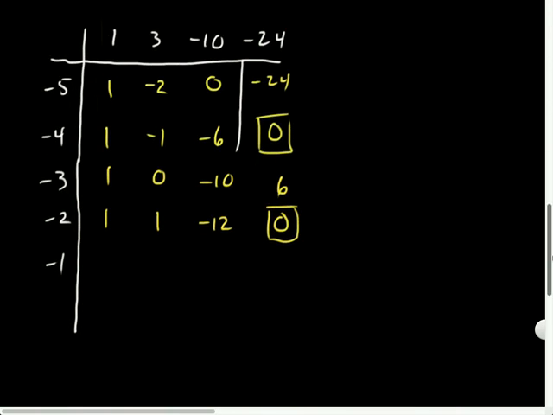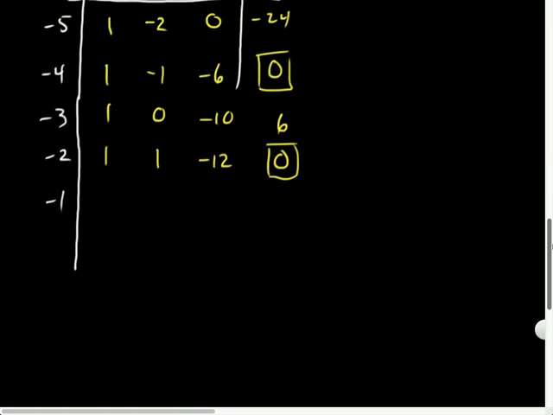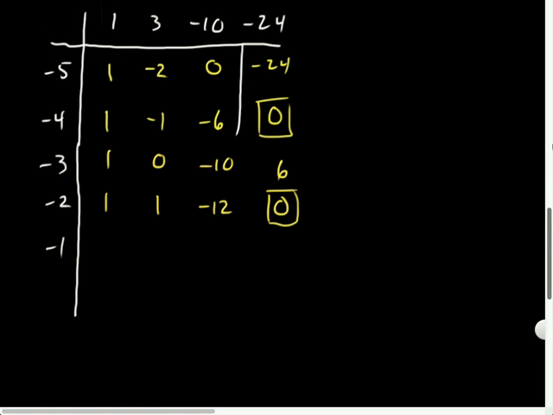Now, I completely randomly picked to start at -5, okay? So eventually we'll have some better tactics for narrowing down what we should start trying our attempts with. But let's see. Let's try -1. Bring down the 1. -1 and 3 is +2. -1 and 2 is -2. It's -12. And that's +12, and that is -12.